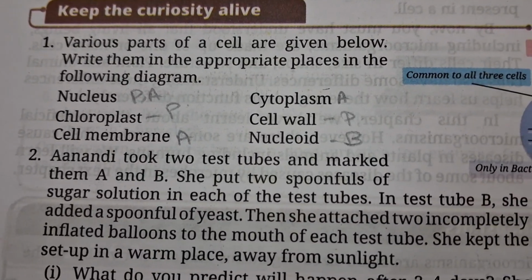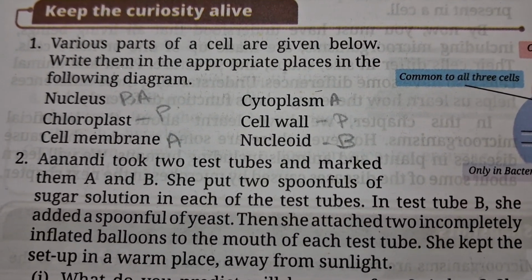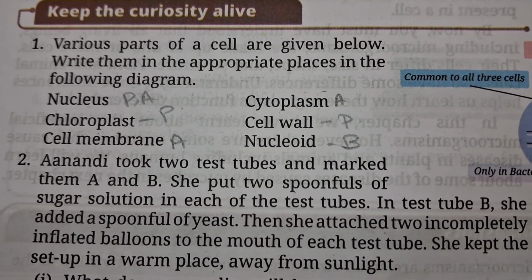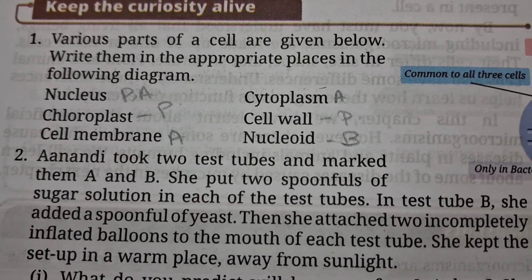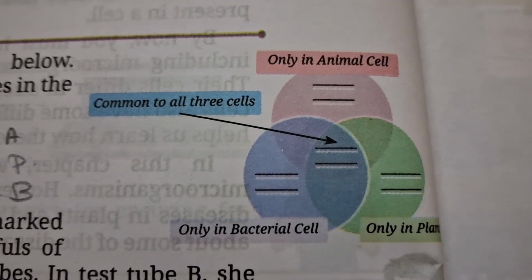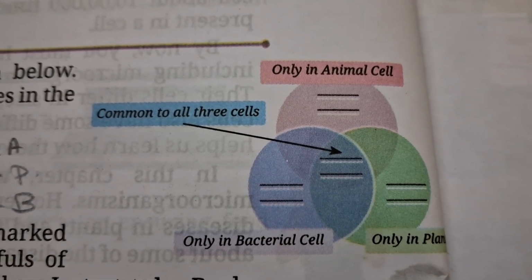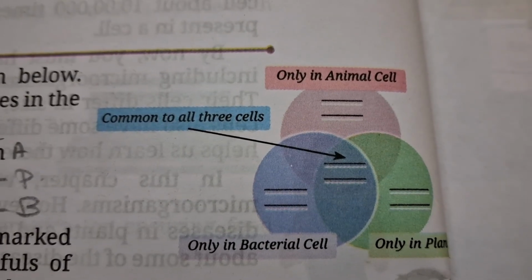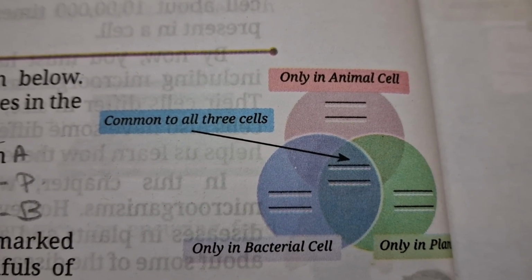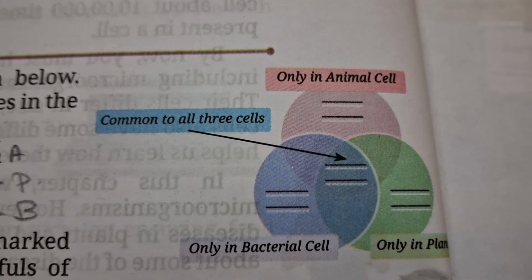So this is a textual main question. They are asking: various parts of the cell are given below. Write them in appropriate places in the following diagram. They have given the bacterial cell, only in animal cell, only in plant cell, and common in all three. Common in all three are the cell membrane and cytoplasm.